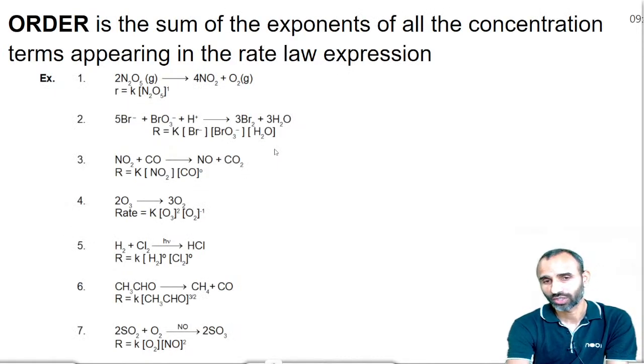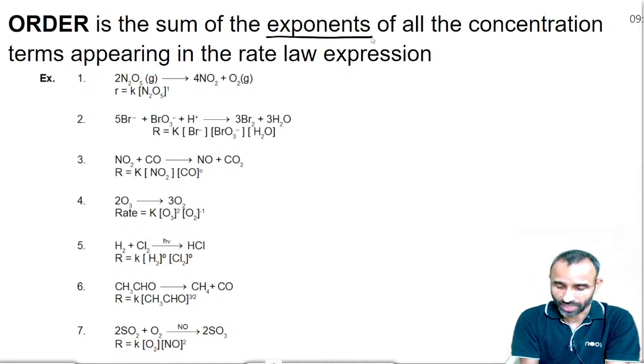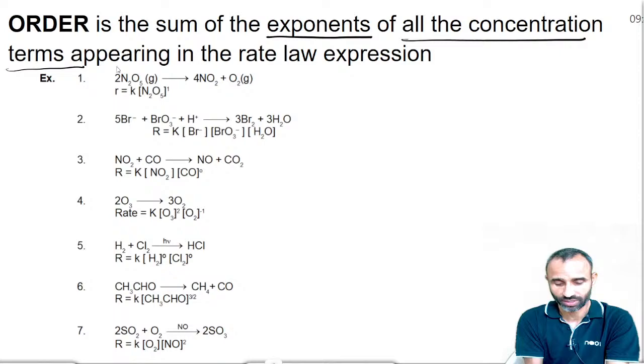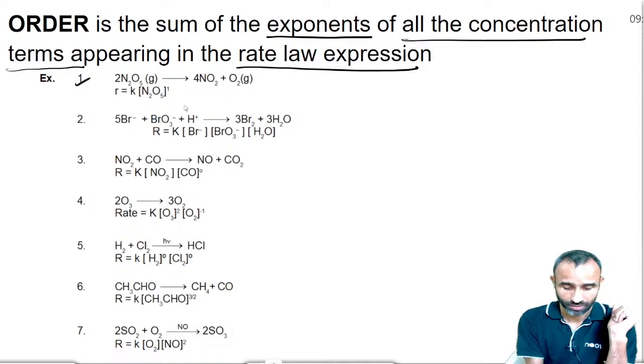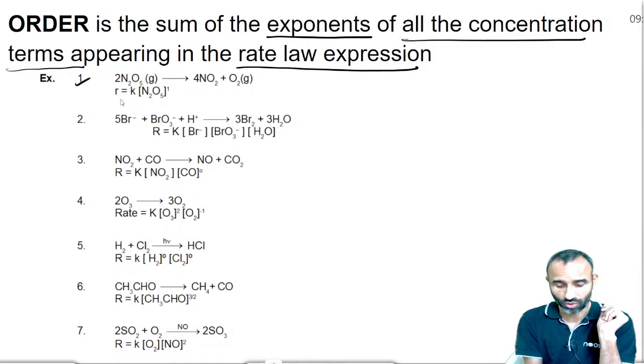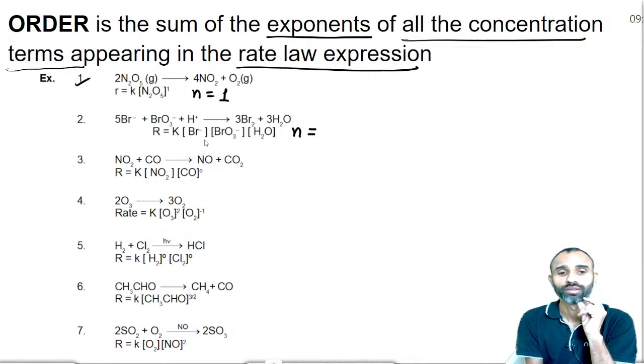Order of reaction is the sum of the powers, the exponents of all the concentration terms appearing in the rate law expression. For example, if we have rate equal to K N2O5 raised to power 1, it is a first order reaction. This is K Br negative raised to power 1, BrO3 negative raised to power 1, H plus raised to power 1. Here is C raised to power 0.